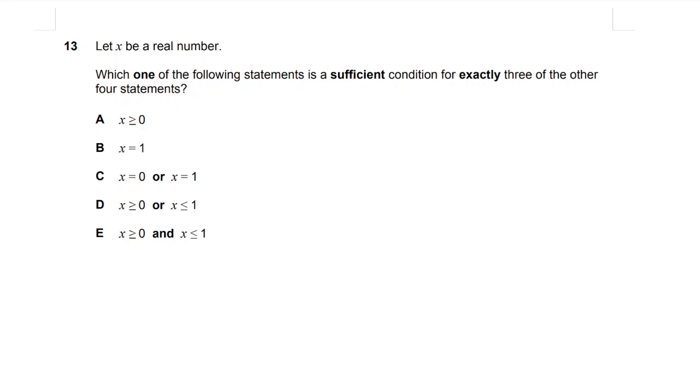Okay, let's move on. Question 13. Let x be a real number. Which one of the following statements is a sufficient condition for exactly 3 of the other 4 statements? Okay, well, let's just check one by one then.